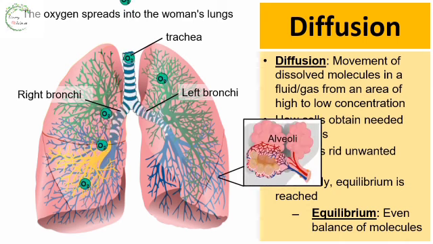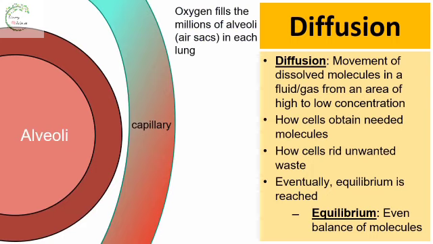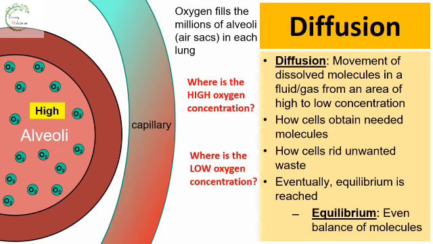In our lungs, there are these little air sacs called alveoli, millions of them in each lung that fill up with oxygen. So here's one of those air sacs. And so oxygen will fill the millions of air sacs, the alveoli that are in each lung. Now ask yourself, where is the high oxygen concentration right now? I hope you see it's in the alveoli. Where is the low oxygen concentration? It's in the little tiny blood vessels called capillaries that are just on the outside of the alveoli.